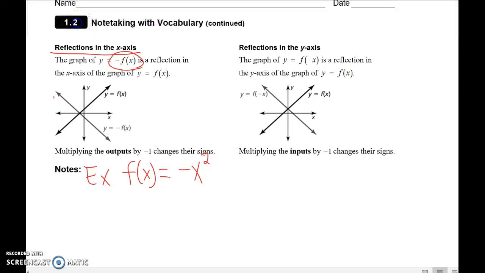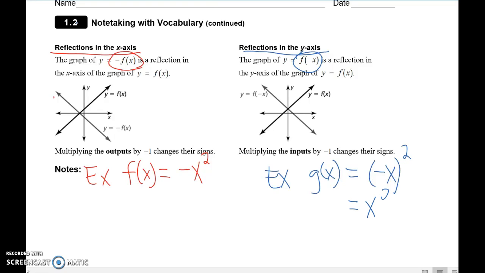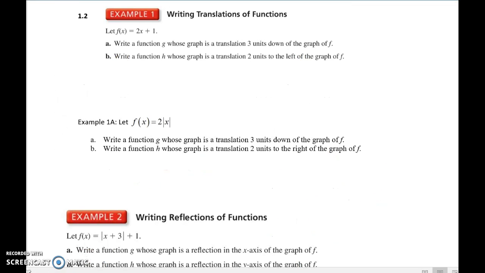If I have a reflection in the y-axis, you can see the negative is inside the parentheses. So an example here might be something like (negative x) squared. Now in this case, if it's squared, anything squared is going to be positive, so this would be the same thing as x squared, and when it's reflected over the y-axis, the graph actually looks exactly the same as a normal quadratic function. Now let's take a look at your notes packet and look at example 1.